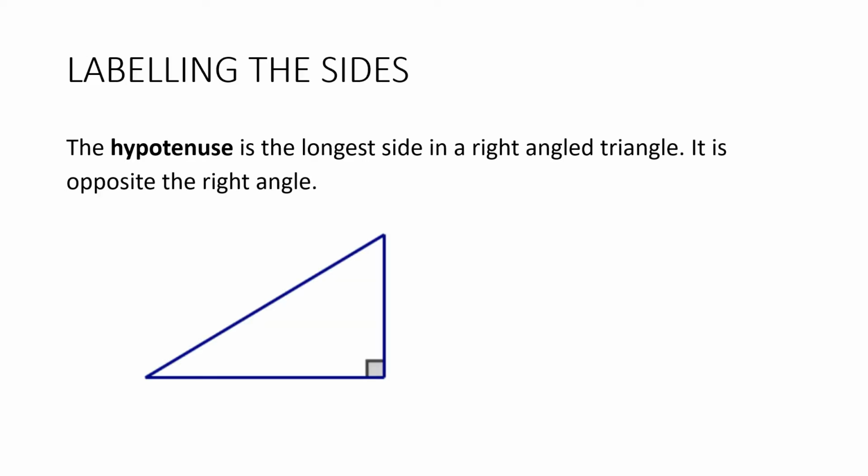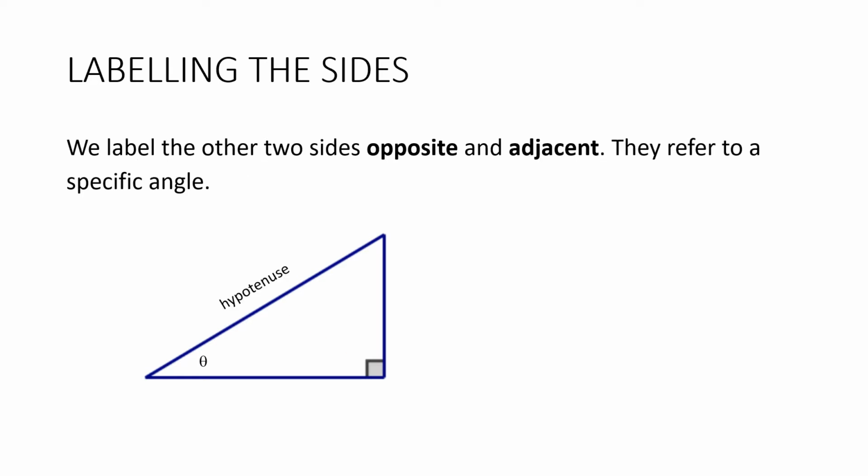So you've already learnt that the longest side in a right-angled triangle is called the hypotenuse, and it's opposite the right angle. We label the other two sides opposite and adjacent, but they're not fixed like the hypotenuse is. They refer to a specific angle. So suppose the angle is here, then the opposite side is going to be this side, and the adjacent side, that means next to, is going to be this side.